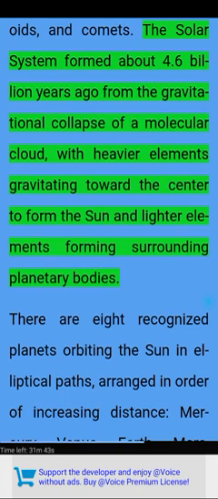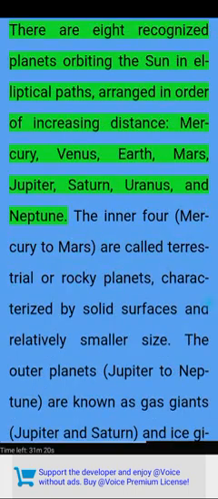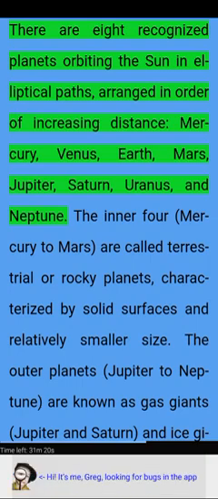The solar system formed about 4.6 billion years ago from the gravitational collapse of a molecular cloud, with heavier elements gravitating toward the center to form the sun and lighter elements forming surrounding planetary bodies. There are 8 recognized planets orbiting the sun in elliptical paths, arranged in order of increasing distance: Mercury, Venus, Earth, Mars, Jupiter, Saturn, Uranus, and Neptune.